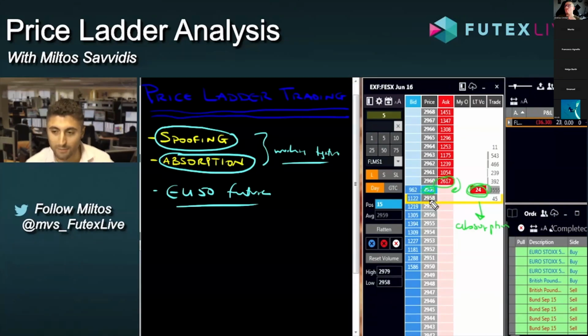We keep adding more and more contracts to 59. We've done so far 3,500 contracts at 59s, and at the price where we're seeing the big offer come in at 60s, we've done barely any volume. So that is already telling us a bit of a story here.